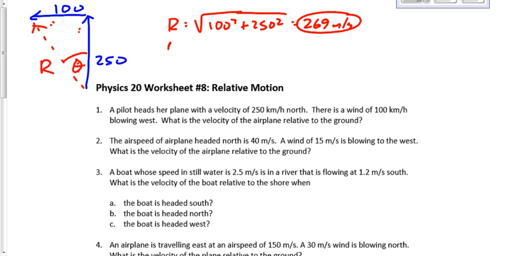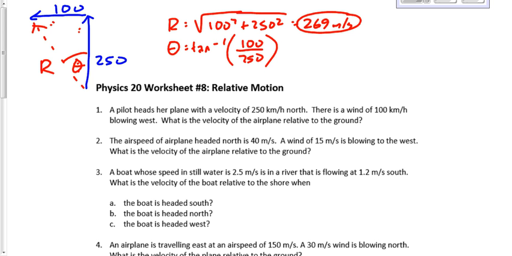And the angle, theta, is the inverse tan function of opposite over adjacent. What's the opposite side? Is it 250 or 100? Marcus, is it 250 or 100? Which is the opposite side? 100, good. Anybody have a value for the angle there?